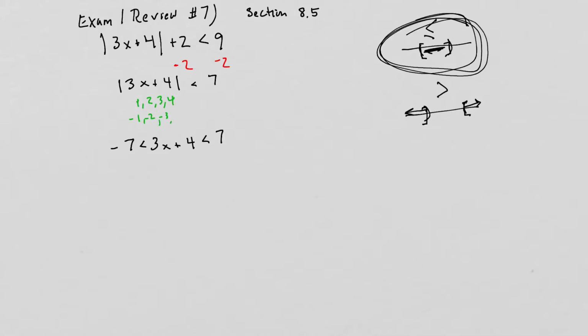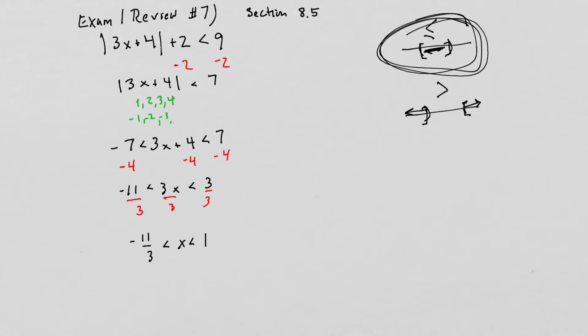Let's continue to solve now that we've changed over to a compound inequality. We'll subtract 4 from all 3 parts. We're trying to get the x by itself in the middle here. So we have negative 11 less than 3x less than 3. And then divide all 3 parts by 3. So we have negative 11 thirds less than x less than 1.